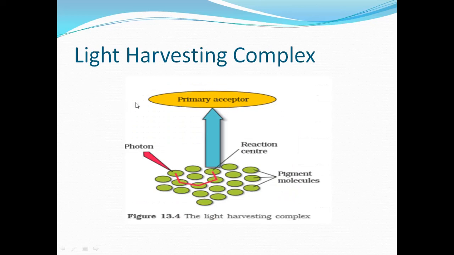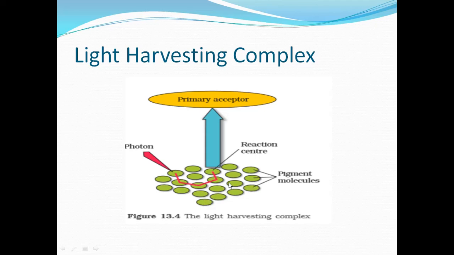Now, light harvesting complexes are found on the surface of thylakoids. They are also called antennae, as they trap the sunlight which is necessary for photosynthesis. Now, each light harvesting complex is made up of several pigment molecules. Here you can see the light harvesting complex, which is made up of many pigment molecules.